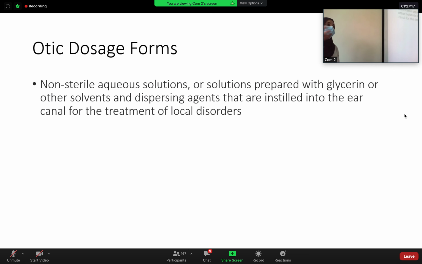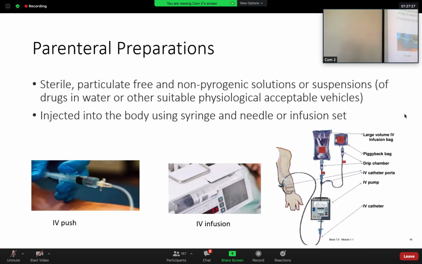like the wax, for example, management of excessive wax. Others are like antibiotics or antifungal. So it varies, really, the reasons why you use otic solution. The last one here I have is the parenteral.